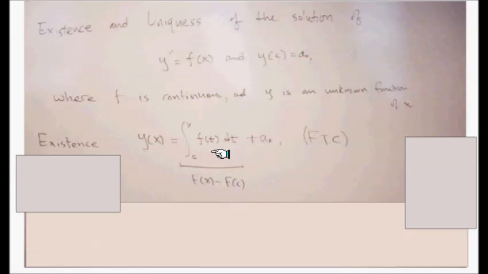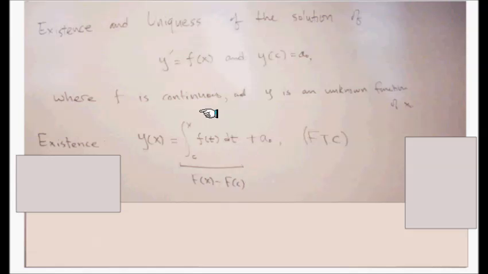So let's look at the right hand side here. This is called the area function. This is the definite integral, which starts from c and ends at x, and we're integrating f(t) dt. So this actually calculates the signed area underneath the curve between these two x values, and there's a constant a0 in there. So all we have to do is show that this is a well-defined function whose derivative is f of x and whose condition y(c) is a0.